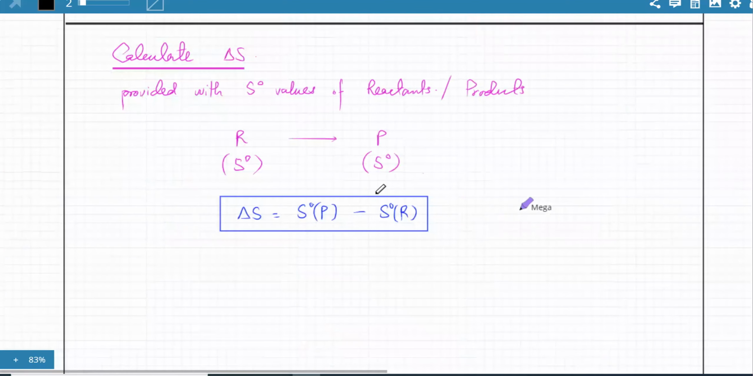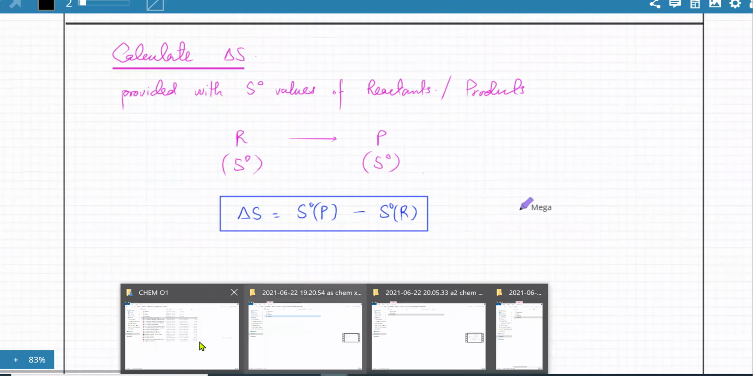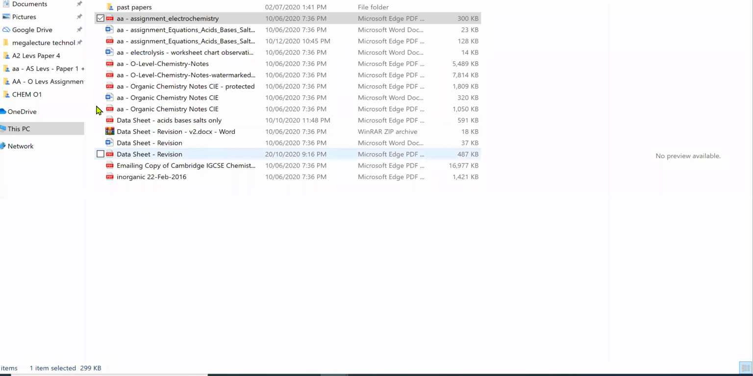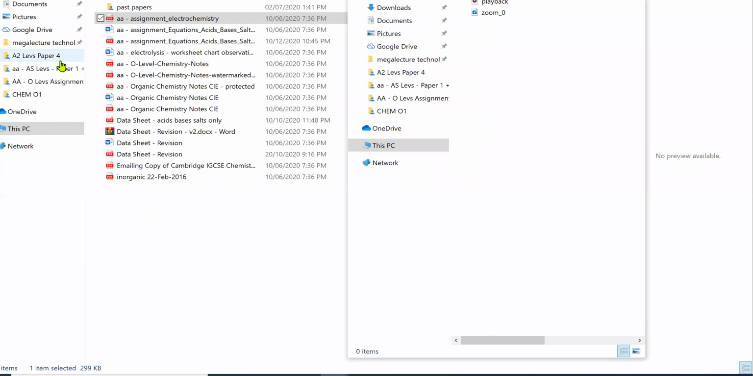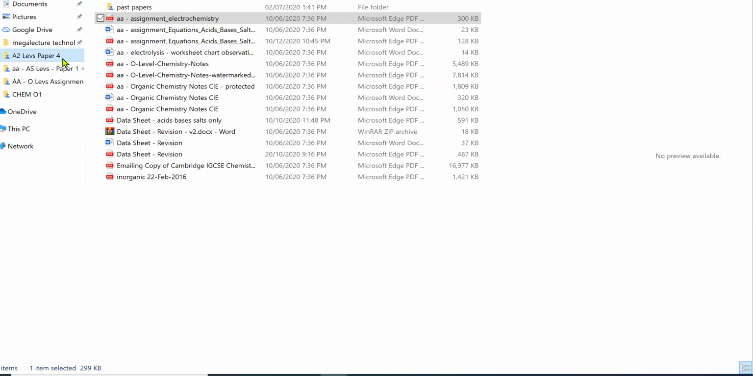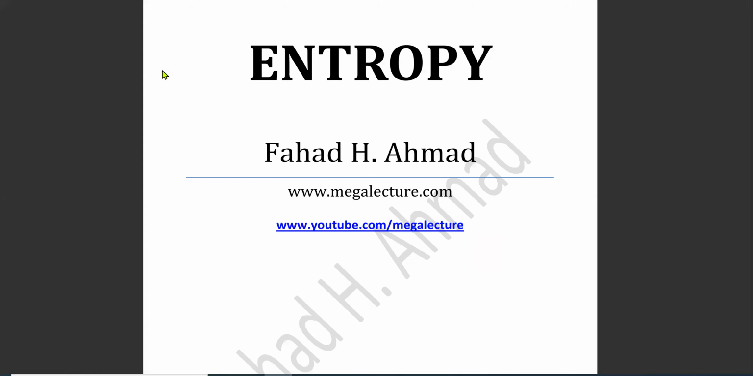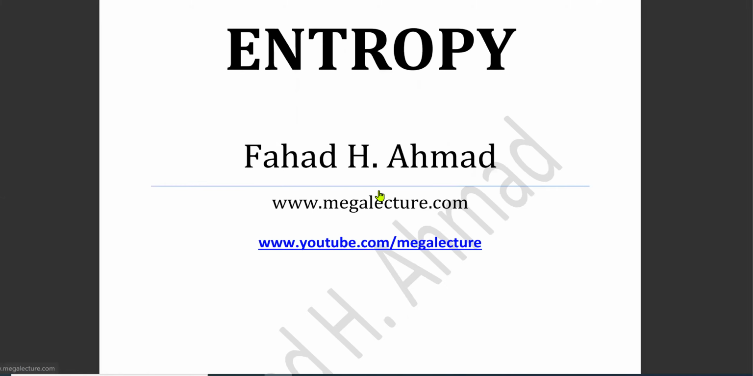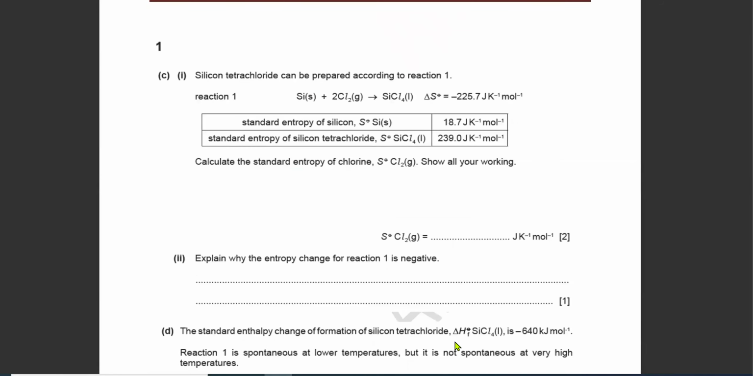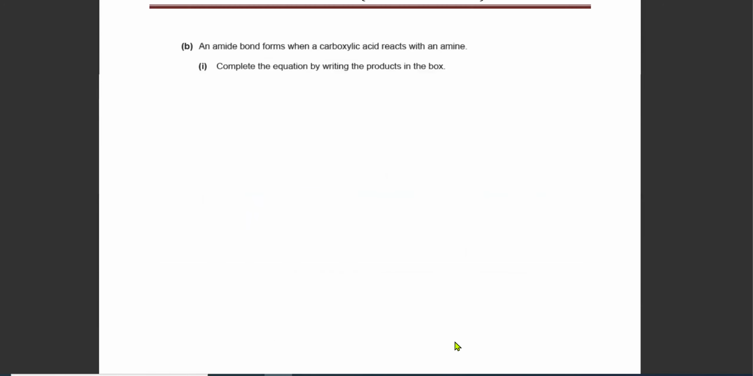So is this formula clear? Yes. So it's a simple formula. We're going to do a couple of questions. Let me just open some past paper questions. One second. So let's try and do a few questions. We're going to use products minus reactants, and we're going to find entropy values. Let's do the more straightforward ones first.